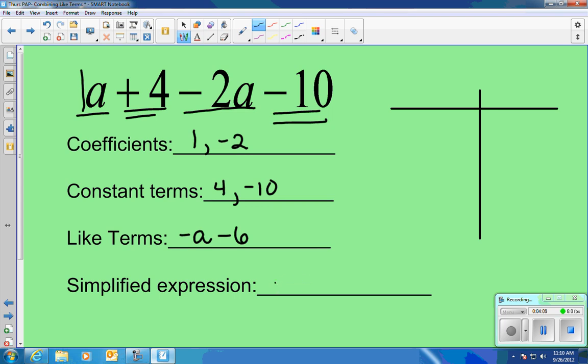Oops, I wrote that in the wrong blank. Getting ahead of myself. So the like terms were a and negative 2a. The constant terms were also considered like, and that was 4 and negative 10. So when I did my simplifying, I combined these and I combined these.